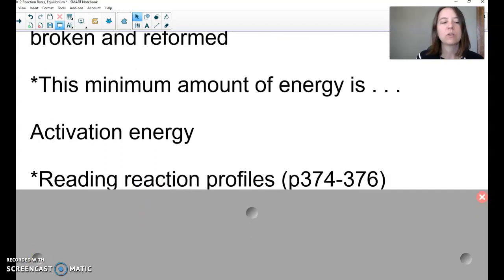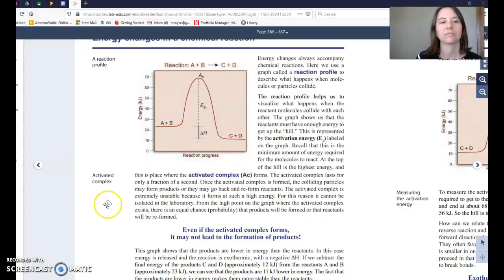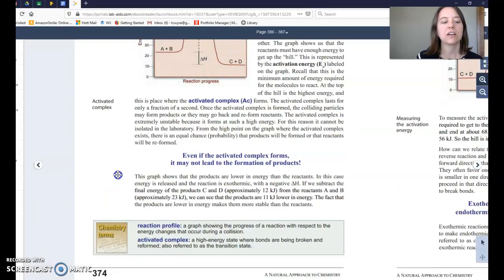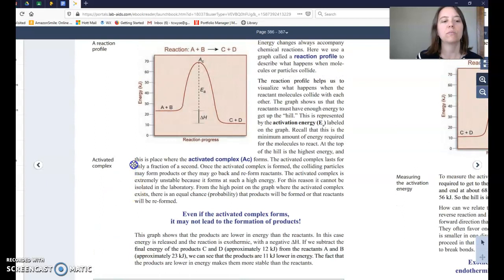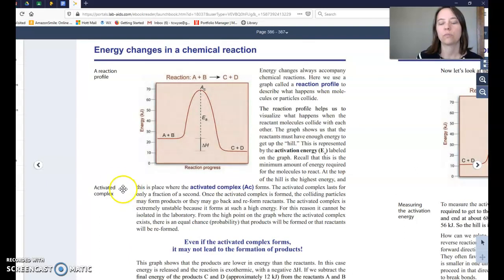And before we're done, I want to practice reading reaction profiles. So let's do that. So looking at this diagram on page 374, I have a couple of questions for you. One is, in this reaction profile, what are the reactants and what are the products? If you said the reactants are A and B and the products are C and D, you are correct. Good job. My second question is, what is the activation energy?